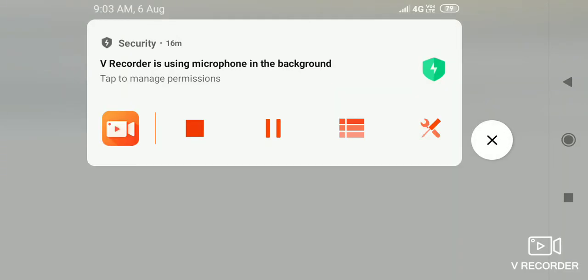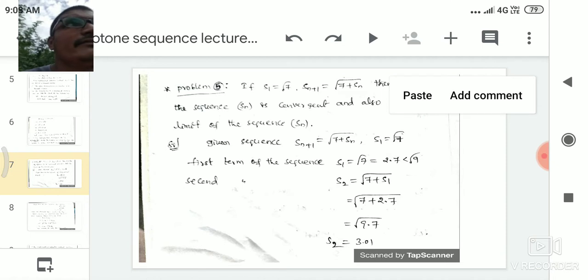So for that here, we consider the approximate value of root 7 as 2.7. Next we find the second term of the sequence, that is S2 is equal to root of 7 plus S1. Root of 7 plus 2.7, that is root 9.7.